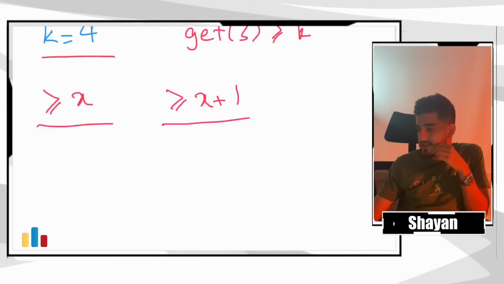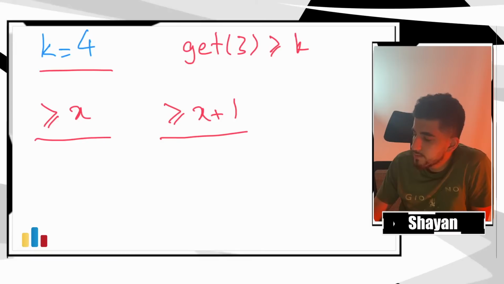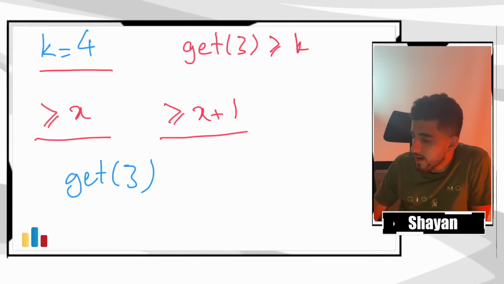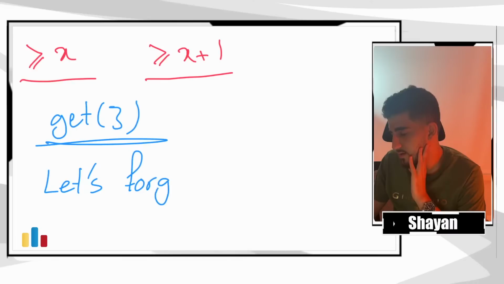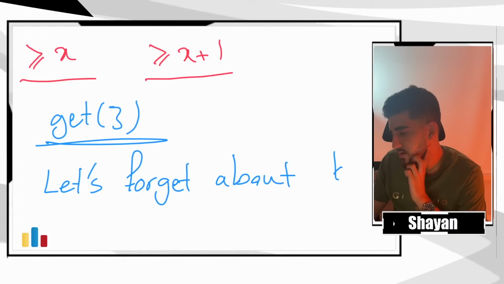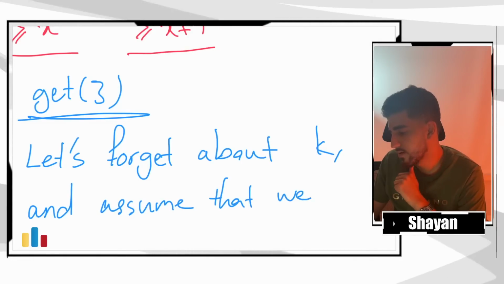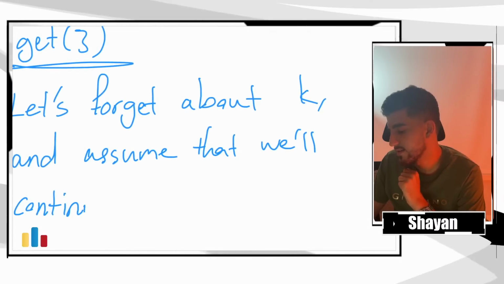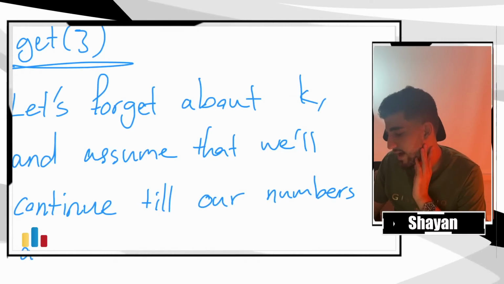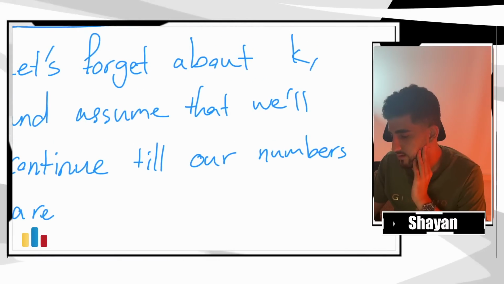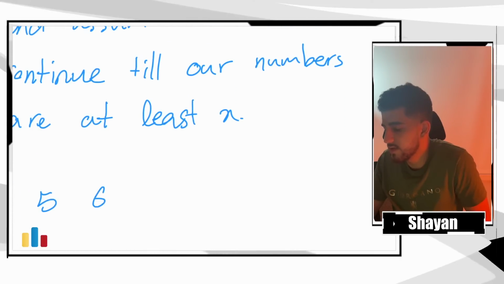Why? Because at the end I can see how many operations I will have. I know that I should work with get of 3, so I will move on till my number is at most 3. Now let's forget about k for a second and assume that we will continue till our numbers are at least x. So in this example, let's forget about the fact that we will do the operation 4 times.